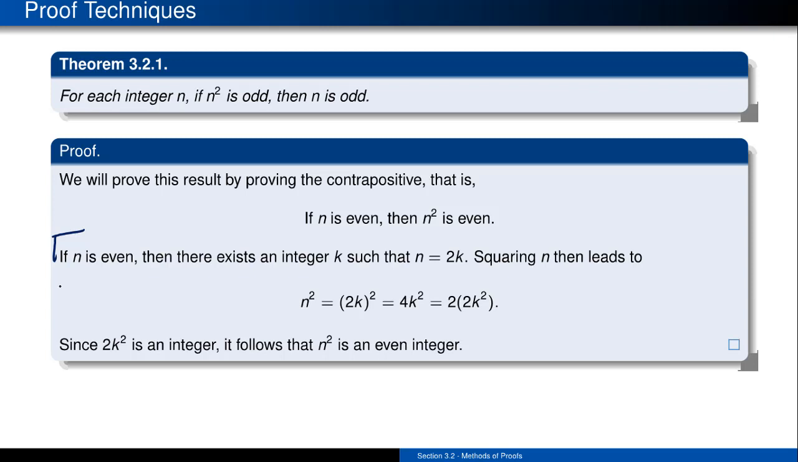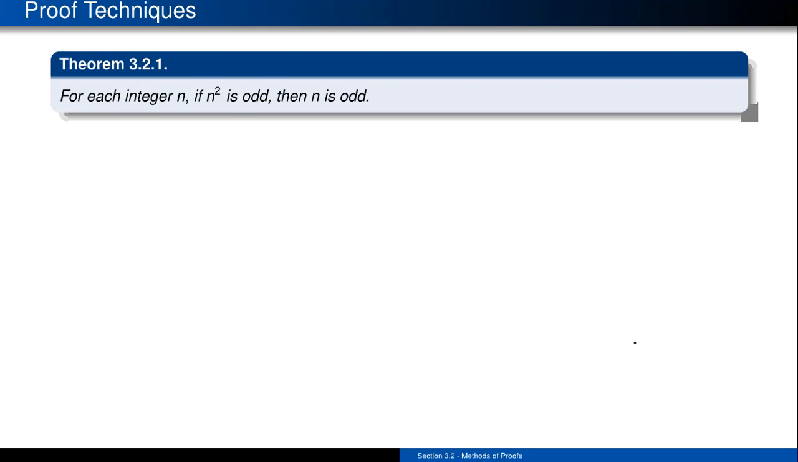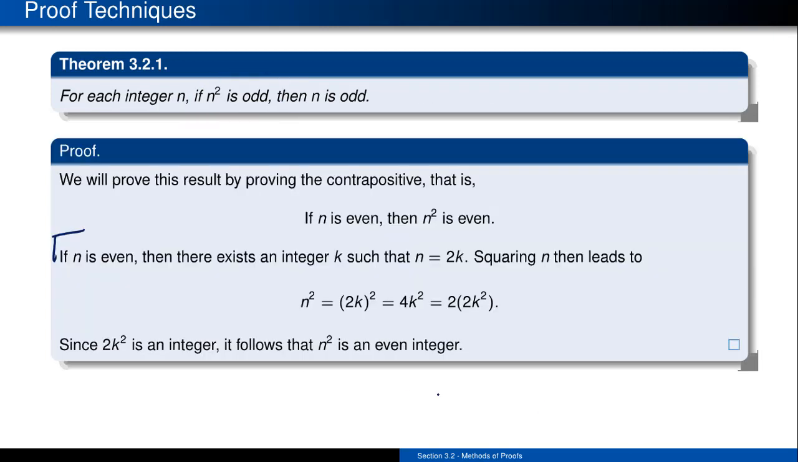So since n is even, I know that there's going to be some integer k such that n equals 2k, and then it's just going to go into that whole algebraic step. So I'm going to square this n, and do all of that little rigmarole that I just did back on my scratch paper, ultimately going towards this idea that it's going to look like 2 times some random integer, and we know that that's going to introduce this notion of being even. So in this case, since 2k squared is an integer, it's going to follow that this original n squared is in fact an even integer.